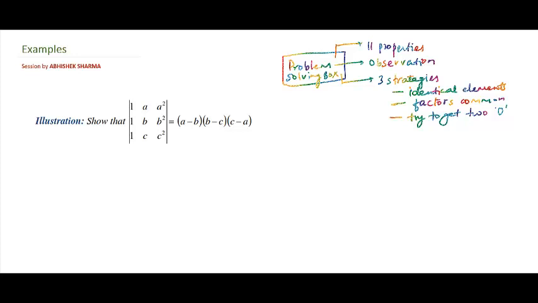If I start with this question, the main idea is observation. The first observation that you can make here is that the first column contains identical elements. Now whenever a column contains identical elements, you should always use this transformation: from the third row I subtract the second row. This transformation does not affect the first and second rows.